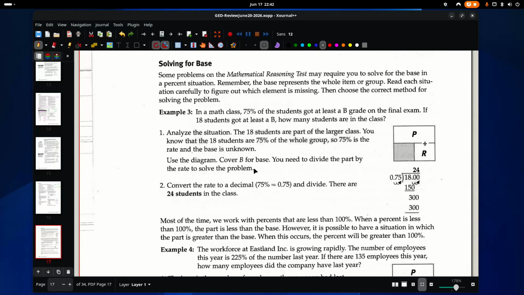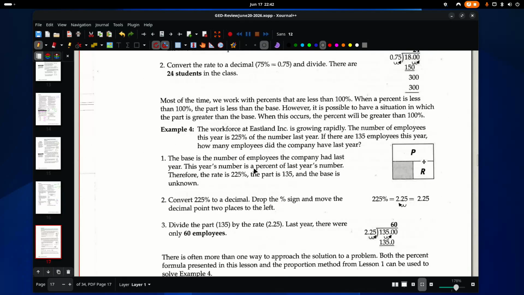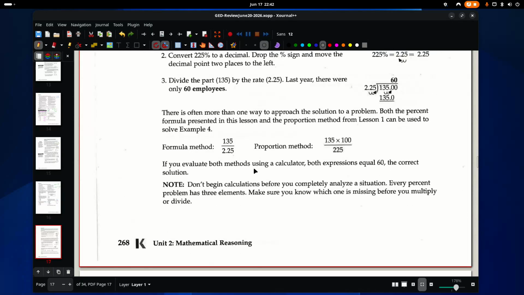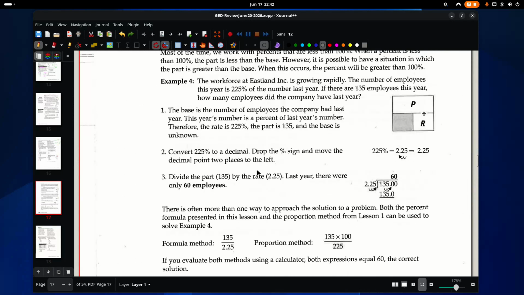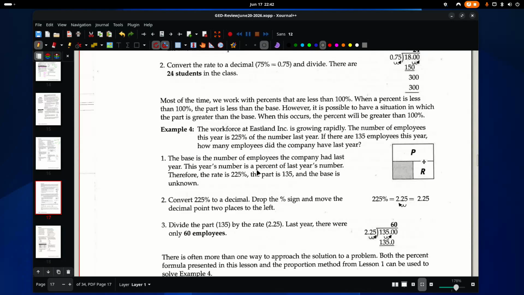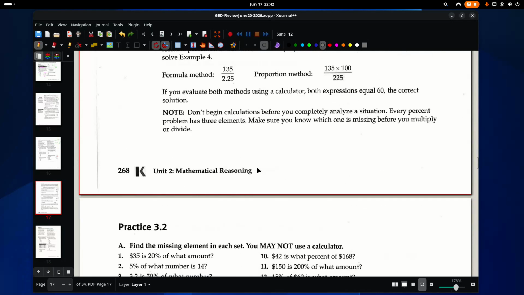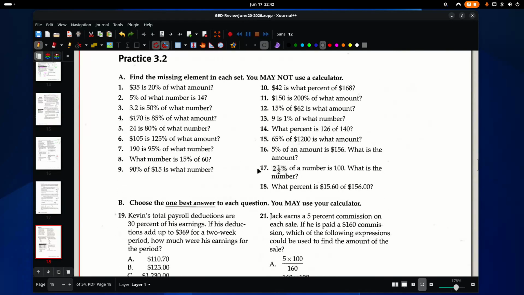So this is more work with the formula for percentages, and a little bit of work with division, long division. I think these are just examples using long division. So that's the main difference here. You may not use a calculator for these. All right. So $42 is what percent of $168?